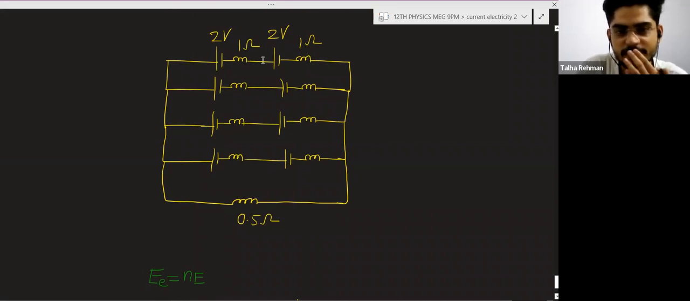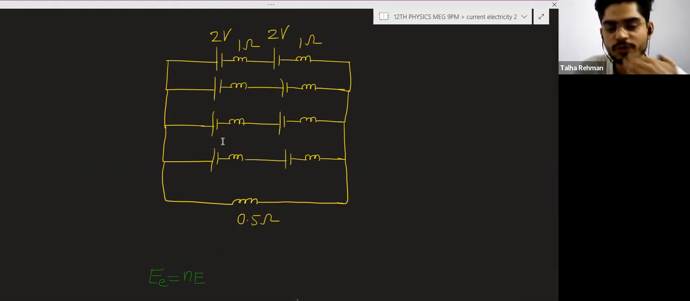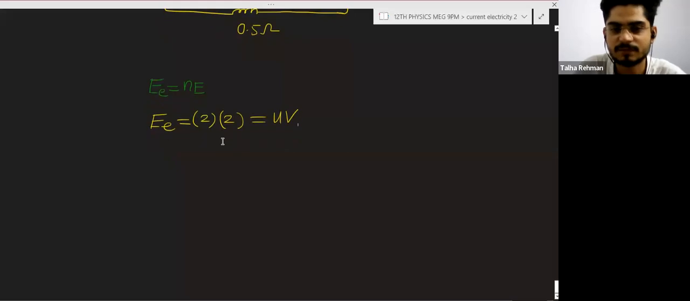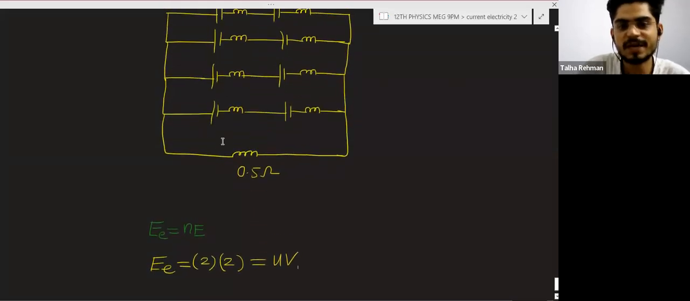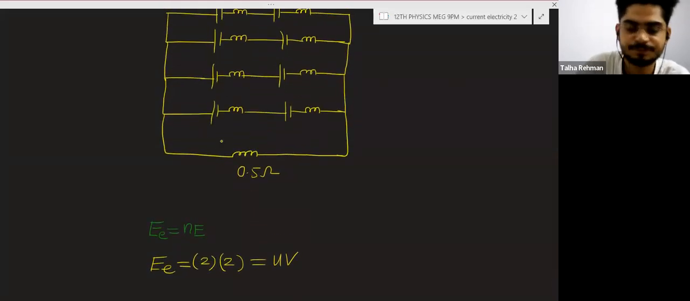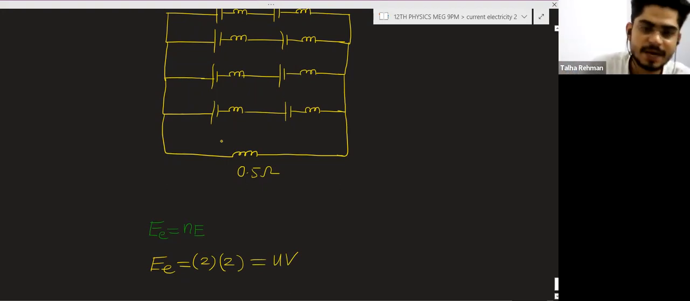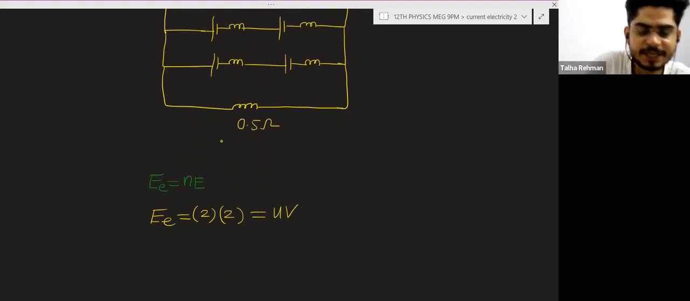Here also in this row the equivalent EMF is 4 volt. In this row the equivalent EMF is 4 volt. Means in all the rows the equivalent EMF is 4 volt and all cells are identical and this is a parallel combination. So you can say that the equivalent EMF will be 4 volt because this is a parallel combination. Okay, so equivalent EMF is 4 volt. Very good. And what is the equivalent internal resistance?